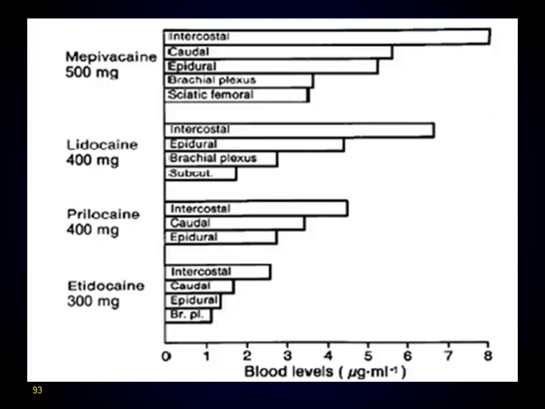The intercostal is highly vascular. I inject it into the intercostal area. I can quickly absorb it through the bloodstream and carry it away from the site. Versus I inject it into my sciatic nerve and my femoral nerve. The vascularity of those areas is not as great, so I have lower blood levels. So that means that I stay longer at the site. Anybody have trouble reading that?